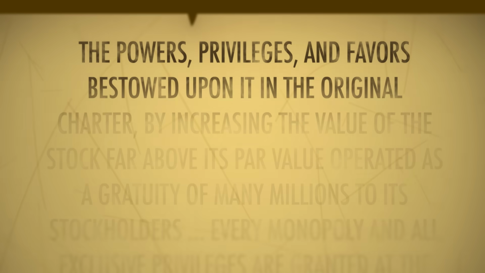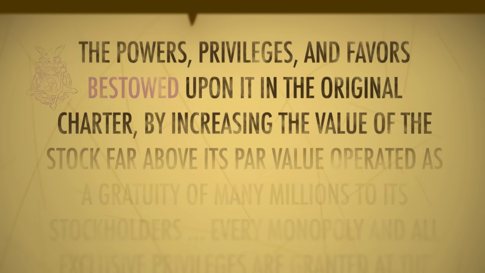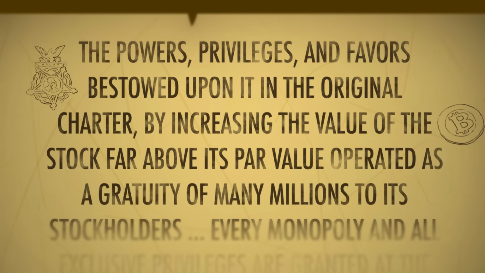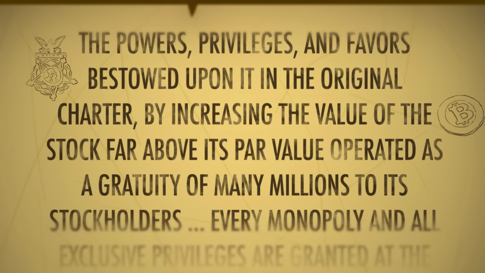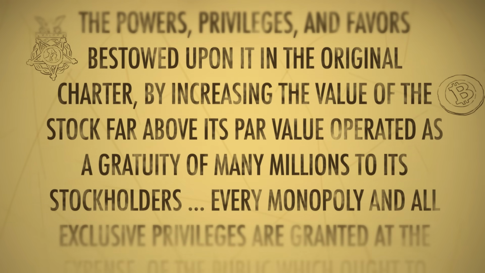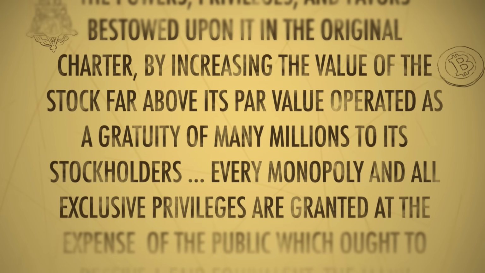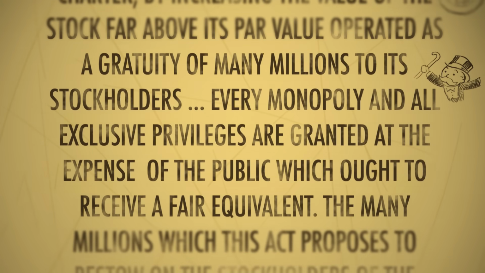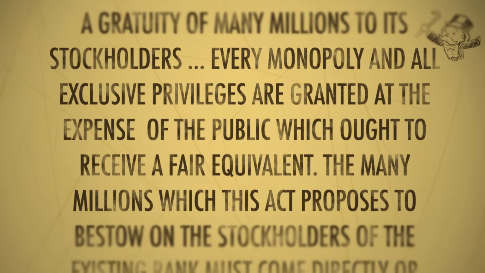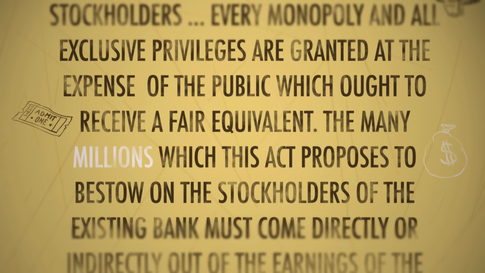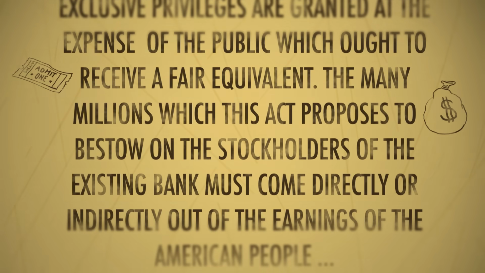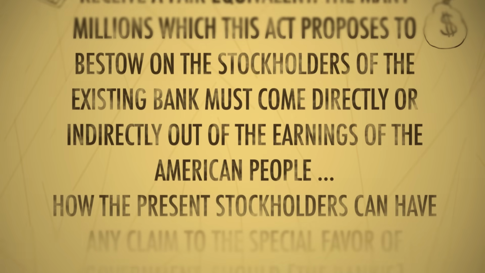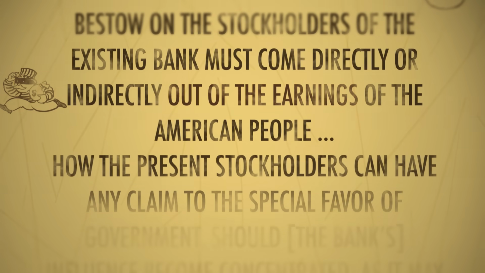The powers, privileges, and favors bestowed upon it in the original charter by increasing the value of the stock far above its par value operated as a gratuity of many millions to its stockholders. Every monopoly and all exclusive privileges are granted at the expense of the public, which ought to receive a fair equivalent. The many millions which this act proposes to bestow on the stockholders of the existing bank must come directly or indirectly out of the earnings of the American people.